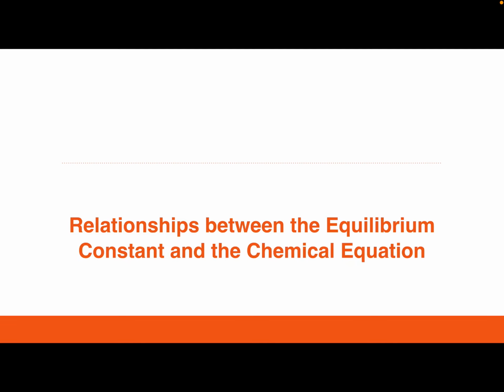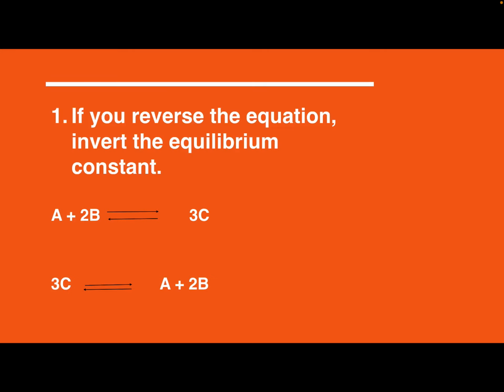All right, so now we're going to talk about relationships between the equilibrium constant and the chemical equation. The equilibrium constant, remember, is products over reactants all raised to their coefficients. The first relationship is similar to the relationships we learned way back in thermochemistry about flipping the reaction and all that sort of stuff. If you reverse the equation, you invert the equilibrium constant.